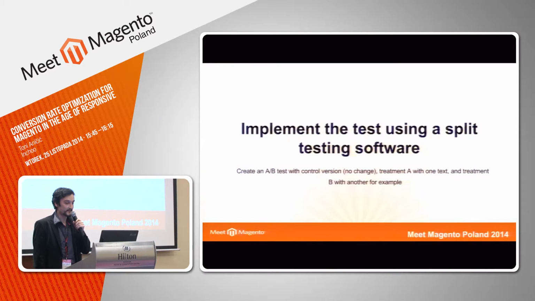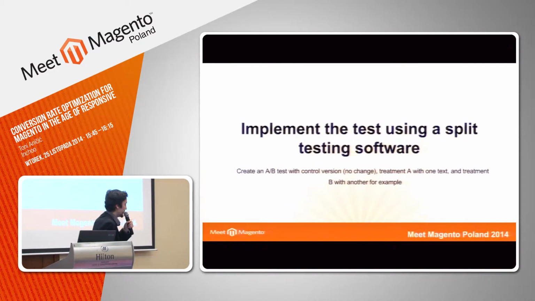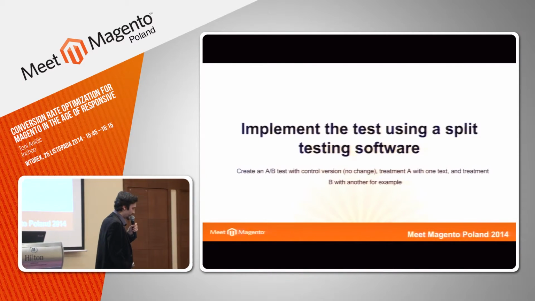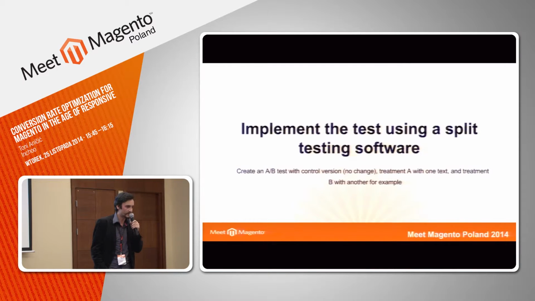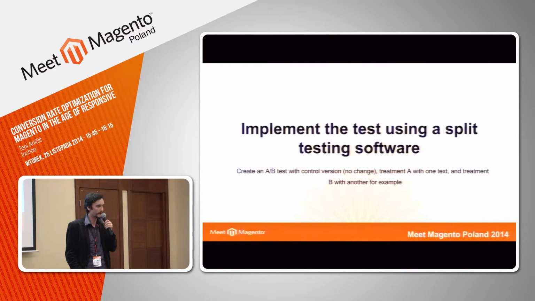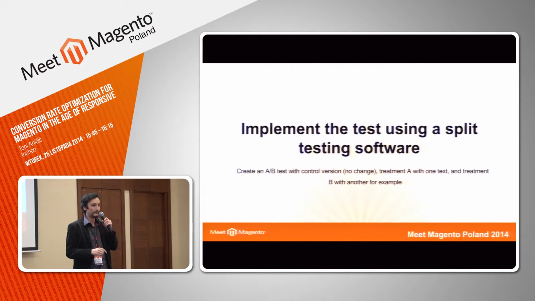Implement the test using a split testing software. There are lots of options out there. In our experience, the two things we still use are Visual Website Optimizer. Have anyone heard of Visual Website Optimizer? Raise hands. Just two people.